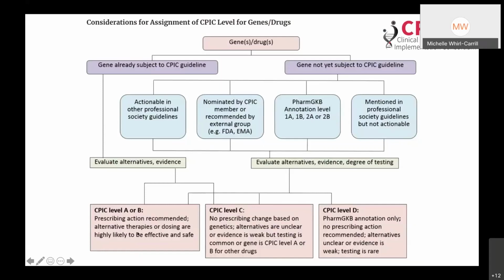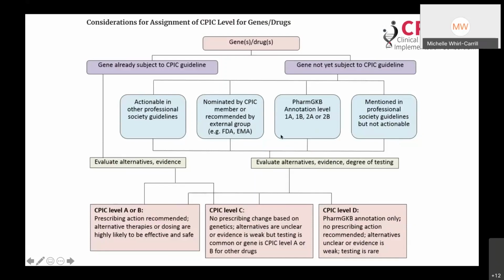through this flow chart system. We look at if there have been other societies that have written some kind of guidelines, if there is external guidance from FDA or EMA, or a CPIC member who has implemented a gene-drug pair. We look at the PharmGKB clinical annotations, the levels of evidence that I mentioned. And we also take into consideration if other professional societies have written a guideline but don't recommend any action.